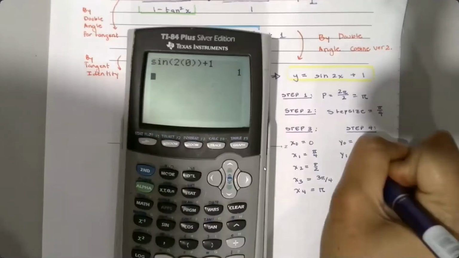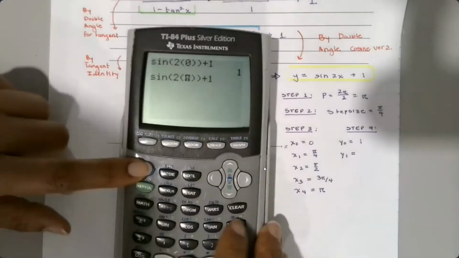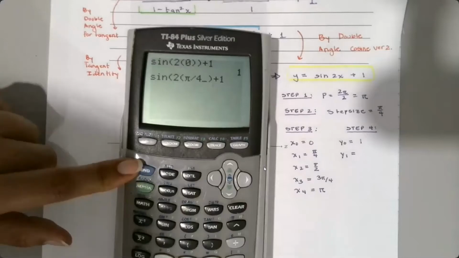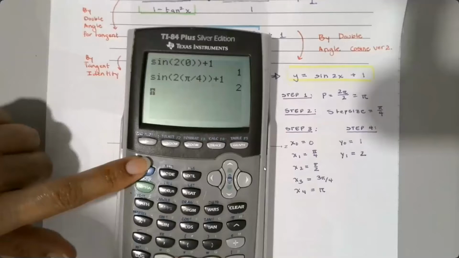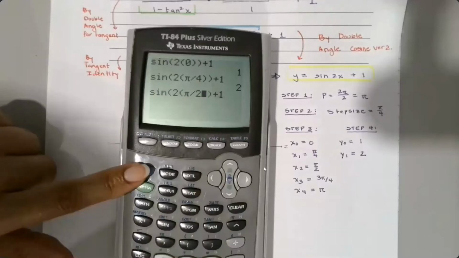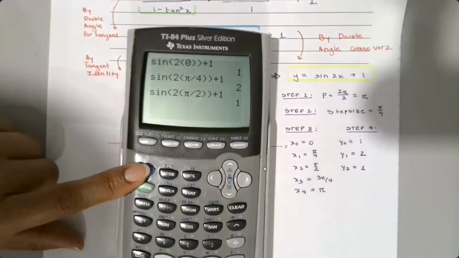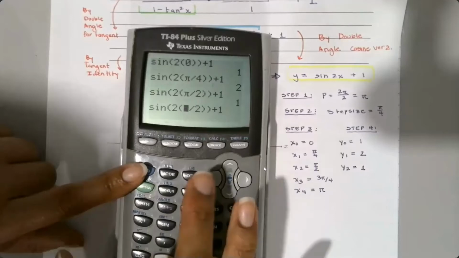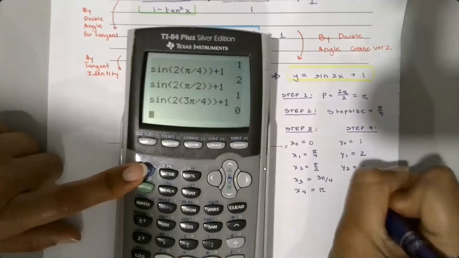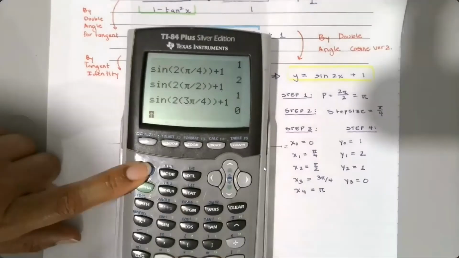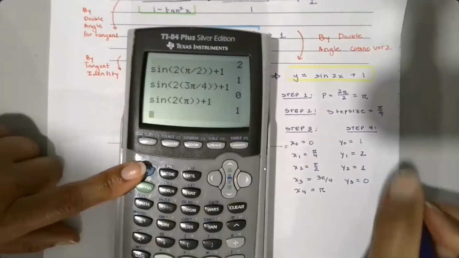The next one we're going to replace 0 with pi over 4. So this is pi over 4, and we get 2. And then we replace with pi over 2, and that's 1. Then we replace with 3 pi over 4, and that's 0. And finally we replace with pi, and that's a 1.